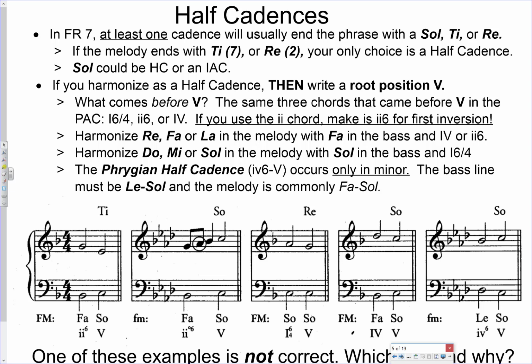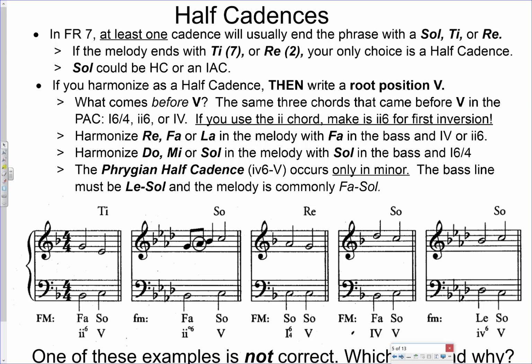Sol could be a half cadence or an imperfect authentic cadence, because Sol, the fifth scale degree, is a common tone that exists in the tonic chord as well as the dominant chord. So if you harmonize as a half cadence, then you're going to want to write a root position 5.